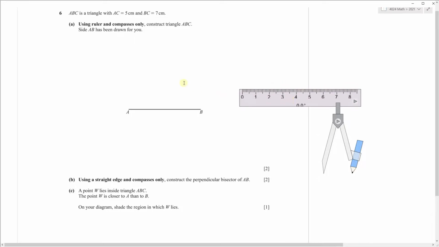So now to find the location of point C, I'll use my compass. I know that AC is 5 centimeters. So I will open up my compass to 5 centimeters and then place it at point A.